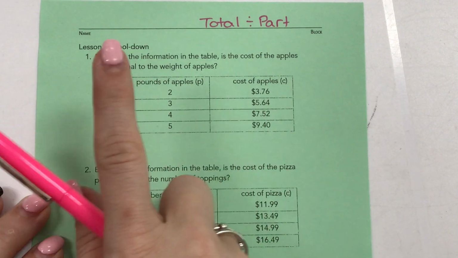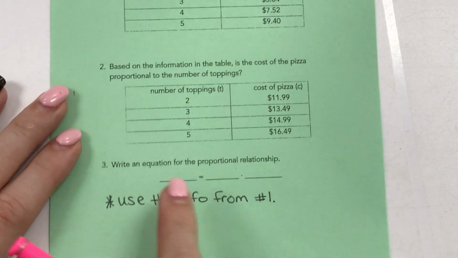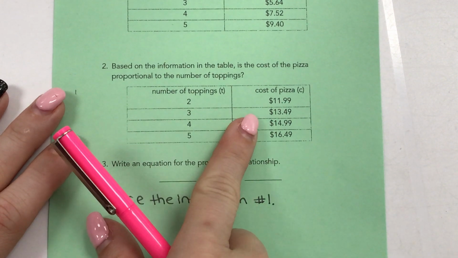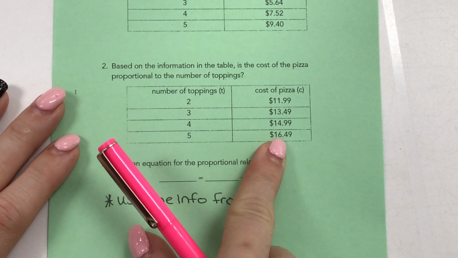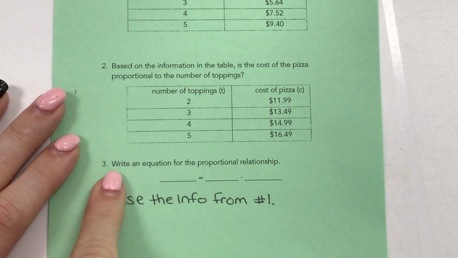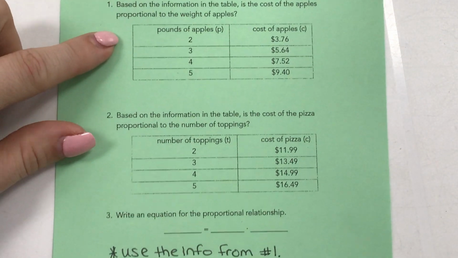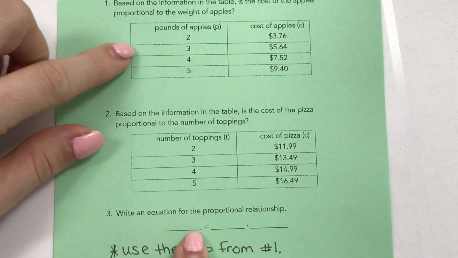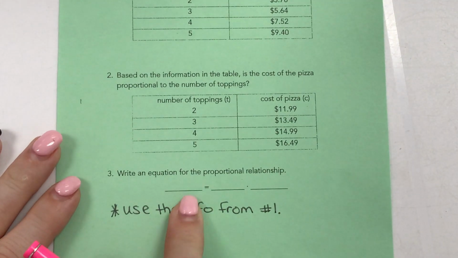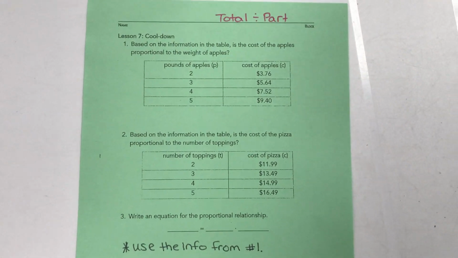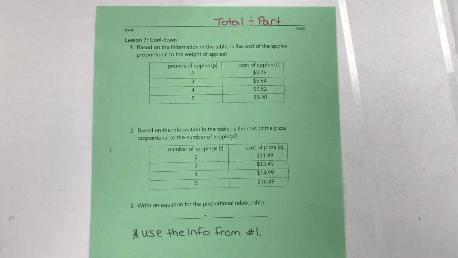If they're all the same, is it proportional? Yes. You're going to do the same thing here. Total divided by part after you find the unit rate. If they're all the same, then yes. If not, it's a no. Number 3, you're writing an equation based on table 1. So you're going to tell me, what did you do to figure out table 1? And I'll leave this up here so you can add this writing to yours. And then turn it in when you are done.